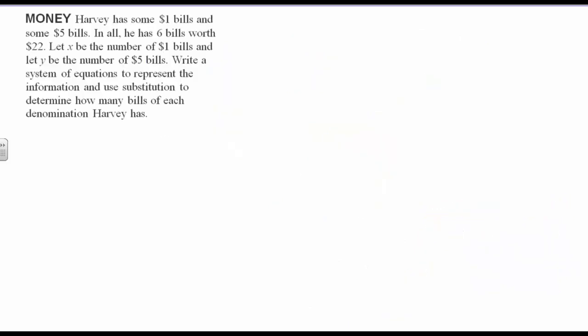So now we've got a word problem. Harvey's got some $1 and $5 bills, and all he has is 6 bills worth 22 bucks. And let x be the number of $1 bills, y be the number of $5 bills. Write the system, and then solve for how many bills of each type he has. So x is your $1 bills, y is your $5 bills, and I have a total of 6 bills. Well, that means that x plus y is equal to 6.